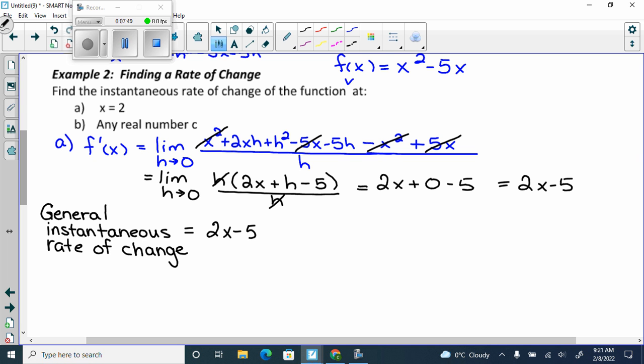After this, I can literally find anything like that. What's it at 1? 2 times 1 minus 5, negative 3. Okay, what is it at? And I can keep going, right? I can find things really, really quickly now.